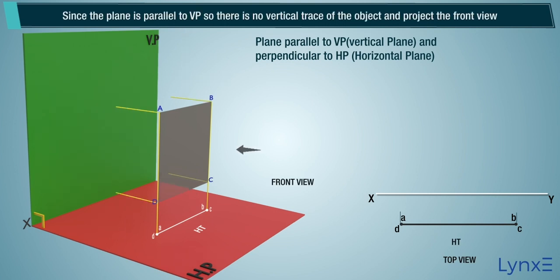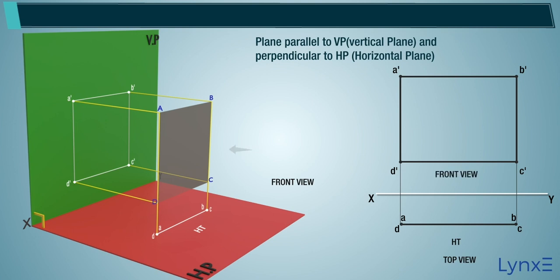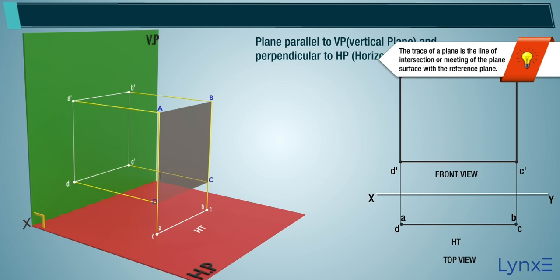Since the plane is parallel to VP, there is no vertical trace of the object, and project the front view. Note: the trace of a plane is the line of intersection, or meeting, of the plane surface with the reference plane. The intersection line of the plane surface with HP is called the horizontal trace, HT, and that of VP is called the vertical trace, VT.